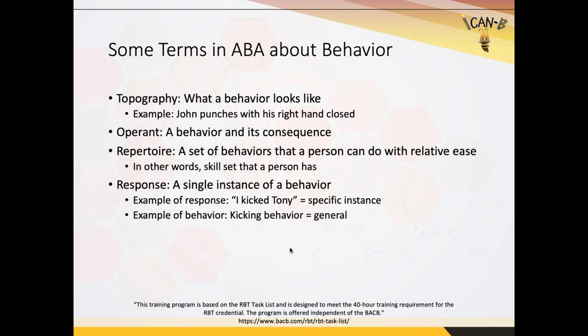An operant would be a behavior and its consequences. You might see that some behavior analysts use repertoire, which is a set of behaviors that a person can do with relative ease. In other words, the skill set a person has. Or response, a single instance of a behavior. An example of a response is, I kick Tony, which is a specific instance. An example of behavior is kicking behavior, which is very general. Next will be your knowledge check.